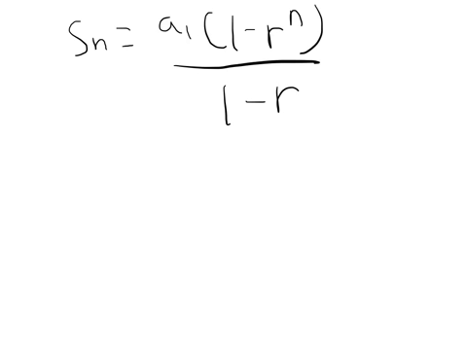The formula for the partial sum of the first n terms of a geometric series is S sub n equals a sub 1 times (1 minus r to the power of n) divided by 1 minus r. This is the formula we use to find the partial sum of a geometric series.